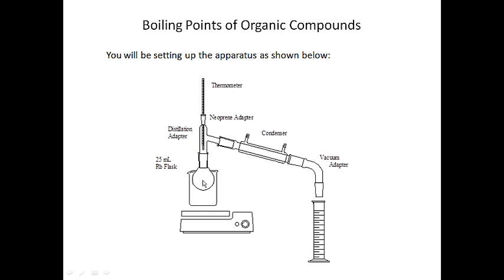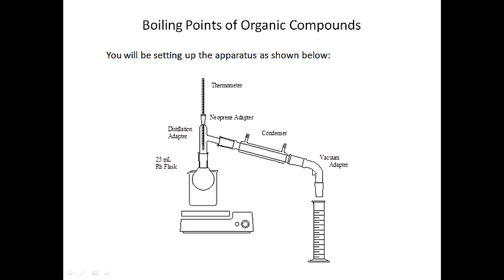So what happens is when you heat the liquid to boiling, the vapors form and the vapors travel up the distillation head. The vapors completely condense over the thermometer bulb so that we know the temperature of those vapors. The vapors will then turn and go into a condenser. In the condenser, you have water flowing through it, cold water that condenses the vapor into liquid.